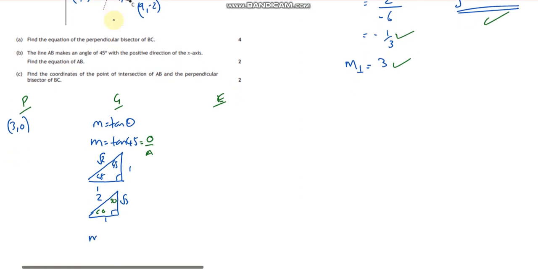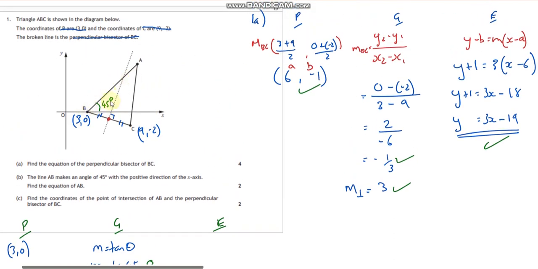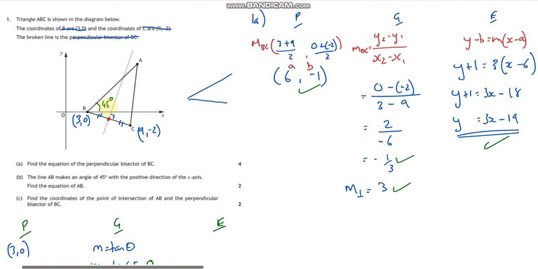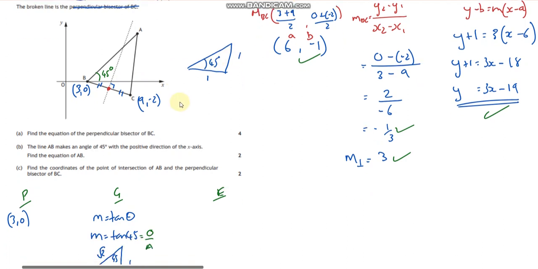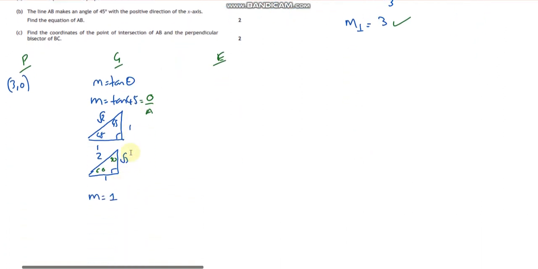So I'll just put down there m equals 1. And we should really know that actually. It makes sense, doesn't it? A 45-degree line is your standard, that's kind of going up 1, going along 1. That's your standard line there. So we should really be thinking, okay, yeah, makes sense to me.